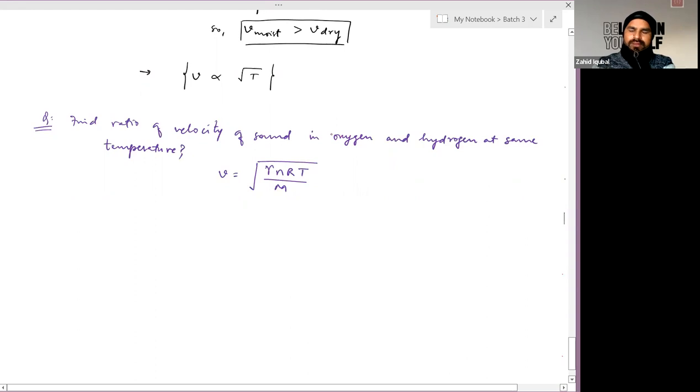Let me give you a hint. We have oxygen, which exists as diatomic molecule, and hydrogen, which also exists as diatomic molecule. So gamma for oxygen will be equal to gamma for hydrogen. So these two terms will also cancel out. So you're left with only one part, velocity of sound in oxygen divided by velocity of sound in hydrogen equals to only mass dependent. So mass of hydrogen divided by mass of oxygen, root under. Just put their values and simplify it.